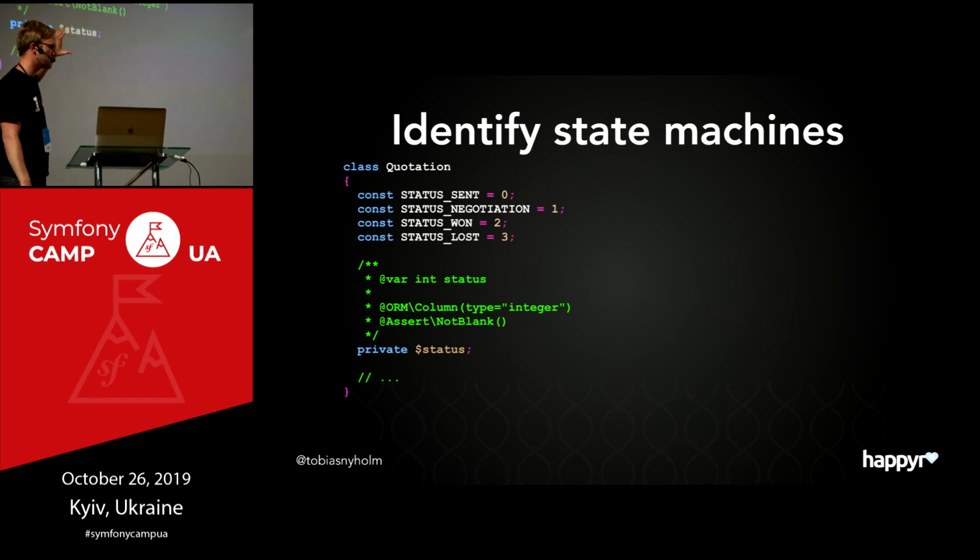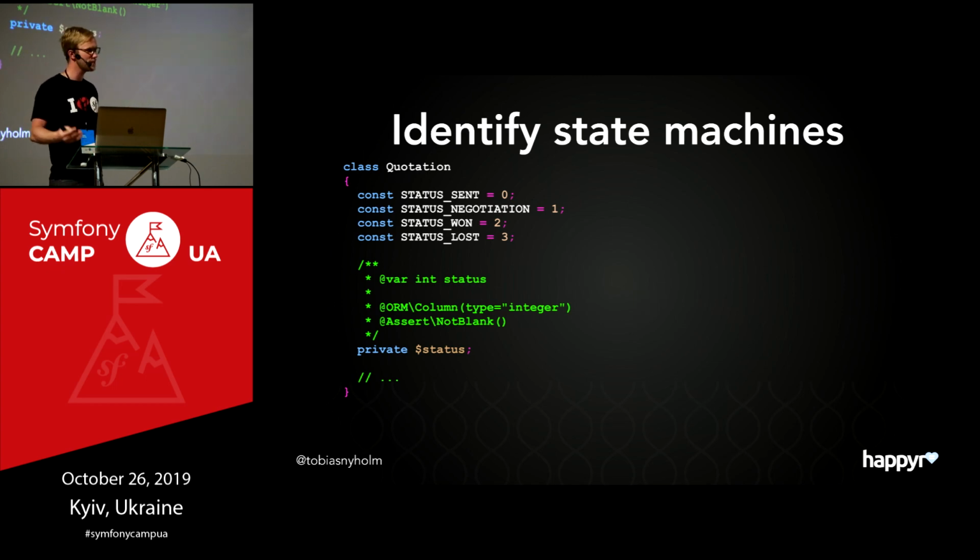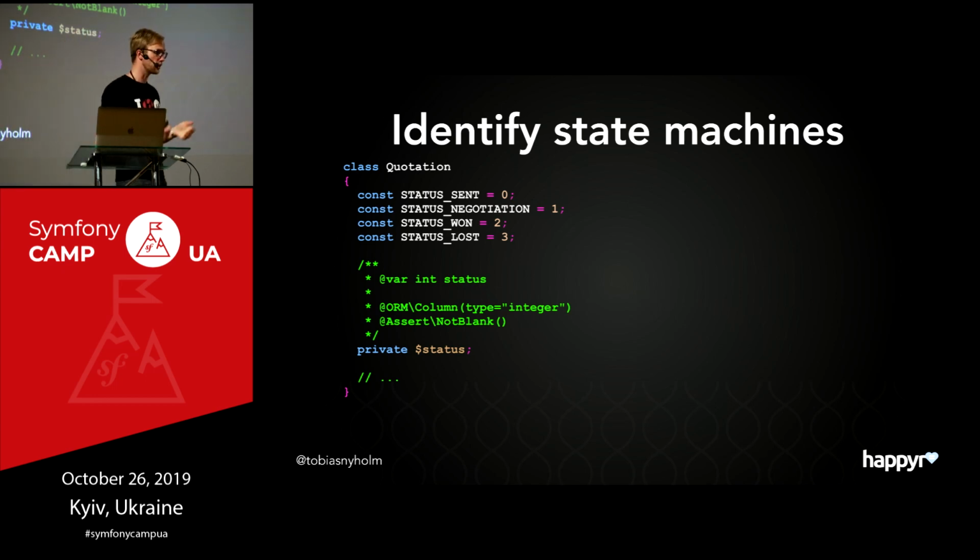I wrote a CRM system once and we have quotations, and I wrote 4 constants for status or states where I can have my quotation in. I even have a private property called status. If you see this kind of pattern in your code, then maybe it's a good fit for a state machine. And you could argue, Tobias, do I really need a state machine if I only have 4 states?